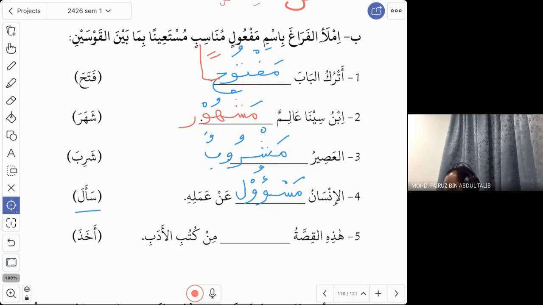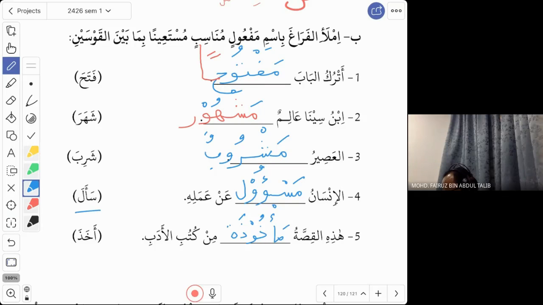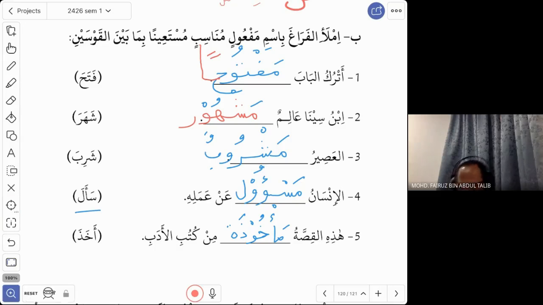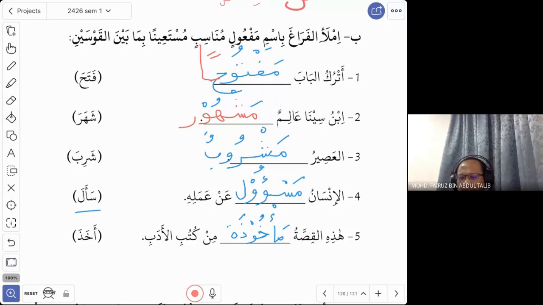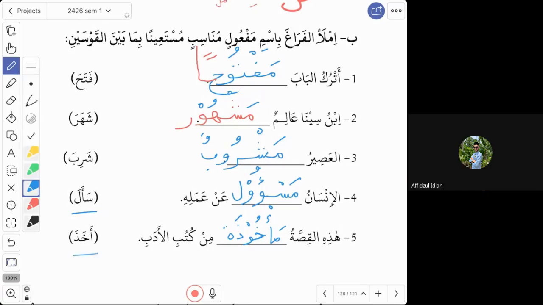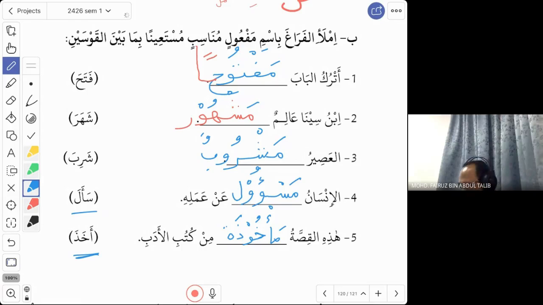What is the meaning of the sentence? What is القصة? Is it story, Ustaz? Yes, story. Qissa is story. So what about this story? What is the meaning of ma'khuz? We need to understand the meaning of akhaza. Ma mana akhaza? Take. Yes, correct. So what is the meaning of ma'khuz then?